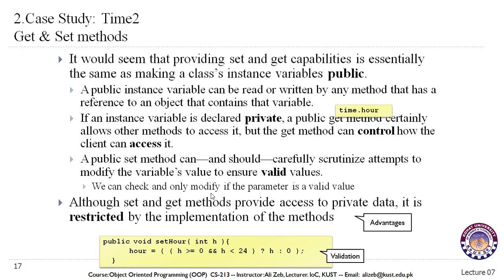So this can be an advantage of why we need to use the set and get methods, and this is something that we will be following in our examples and code throughout this course. In most cases, we will be using the set and get methods to provide access to our instance variables, and the instance variables will be declared as private.